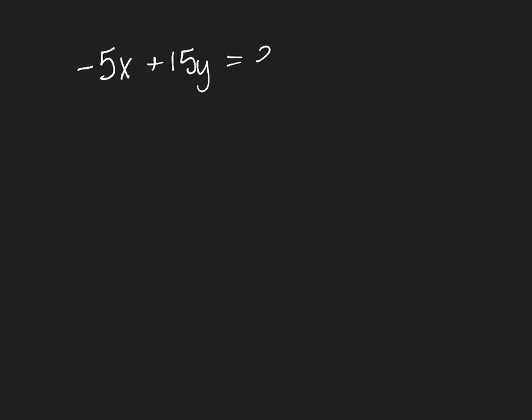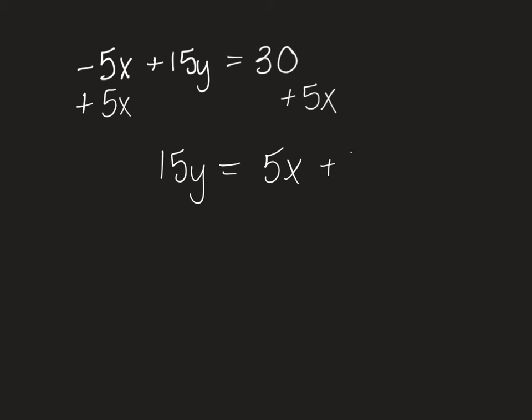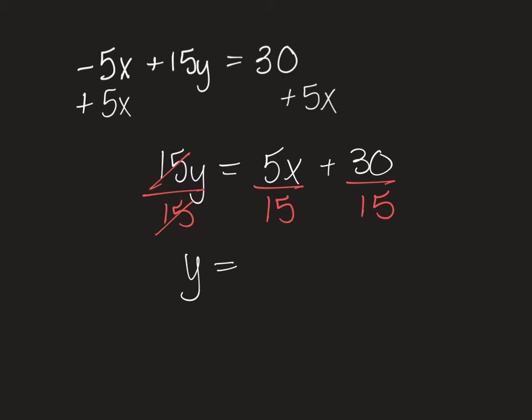So we're going to solve for y. Quick, guys. So we're going to add the 5x over because it's negative. So then you get 15y equals 5x plus 30. Divide by whatever is in front of y. So in this case, we're dividing everything by 15. So it cancels out there, which leaves us with a y. 5 divided by 15 gives us 1/3. You just reduce that fraction. And then 30 divided by 15 gives us that 2.